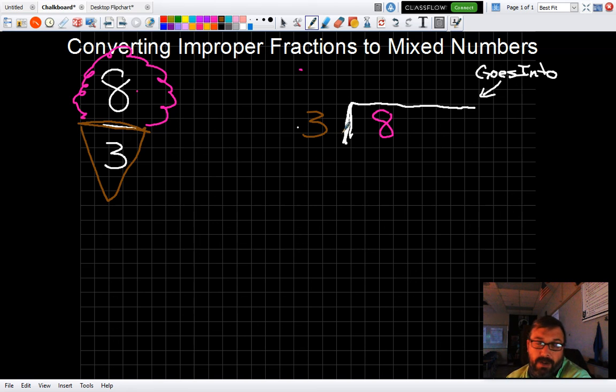Now all we got to do is divide, right? So I'm going to ask, how many times does 3 go into 8? Well, 3 goes into 8 2 times. And now 2 times 3 is going to give me 6. At this point, I need to figure out what the subtraction is, because this is standard long division. 8 minus 6 is 2.